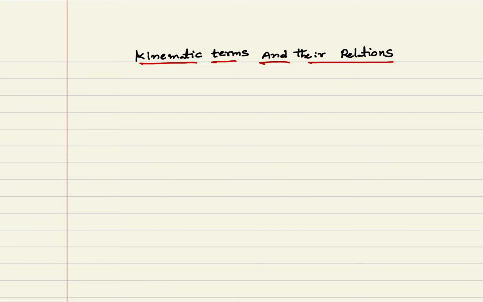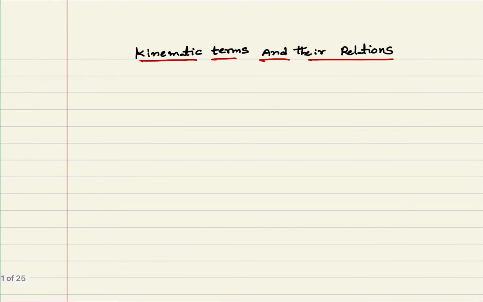Hi everyone. Now I am going to discuss the motion in a straight line, first lecture. In this first lecture, I am going to discuss the relations between the kinematic terms like distance, displacement, speed, velocity, average velocity, average acceleration, and uniform motion and non-uniform motion. I am discussing straight line motion now.